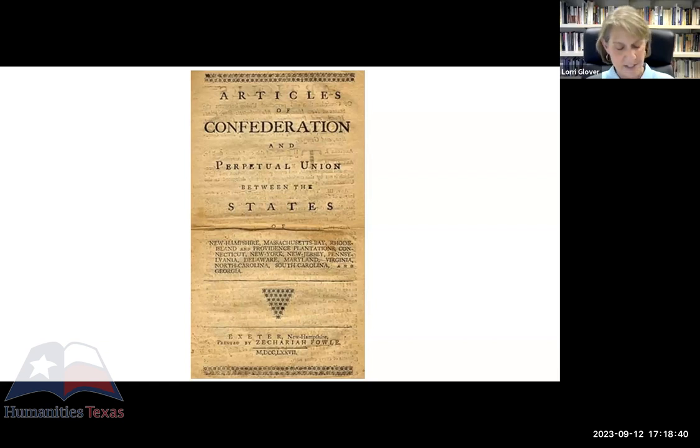So 1763 to 1781, that context, makes the Articles very logical. And what we today think of as weaknesses, we can see that people at the time would have thought of as strengths. So the history behind the Articles, the 1760s and 1770s, is very complex.